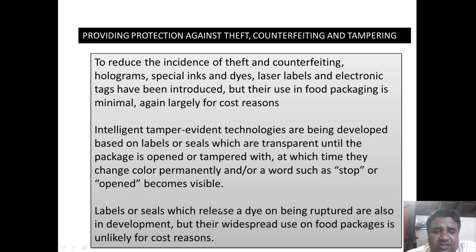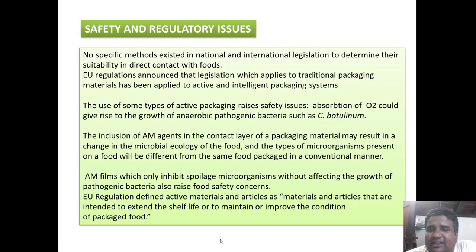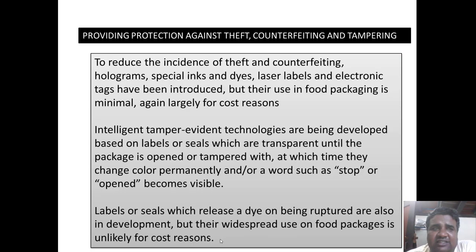Labels or seals which release a dye on being ruptured are also in development, but their widespread use on food packages is unlikely for cost reasons. So it is very obvious that generally the food we consume is not that costly. That's why we cannot afford this type of label. But for Cordyceps, and as I said, good quality wine or whiskies, and something that is, you can say, a life-saving thing, we can use such types of labels.